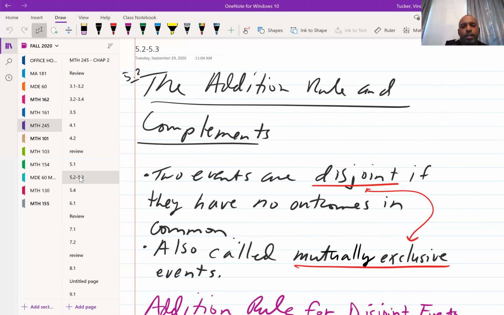So we start off with the addition rule and complements. Two events are disjoint if they have no outcomes in common, and that's also called mutually exclusive events. Disjoint and mutually exclusive are used interchangeably. They mean the same thing. If events are disjoint or mutually exclusive, they do not have anything in common.